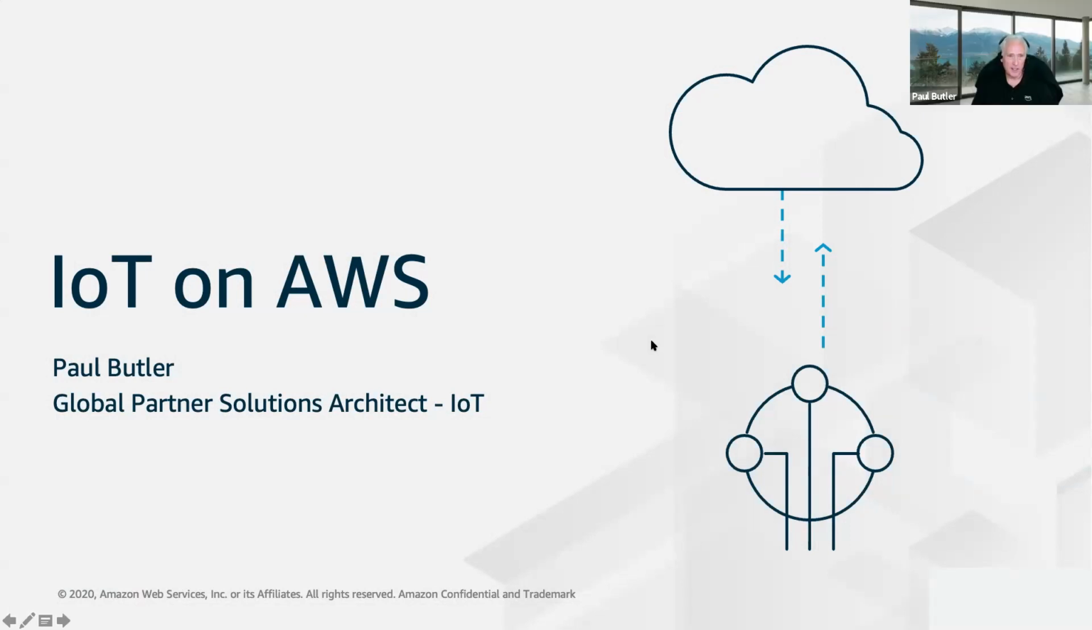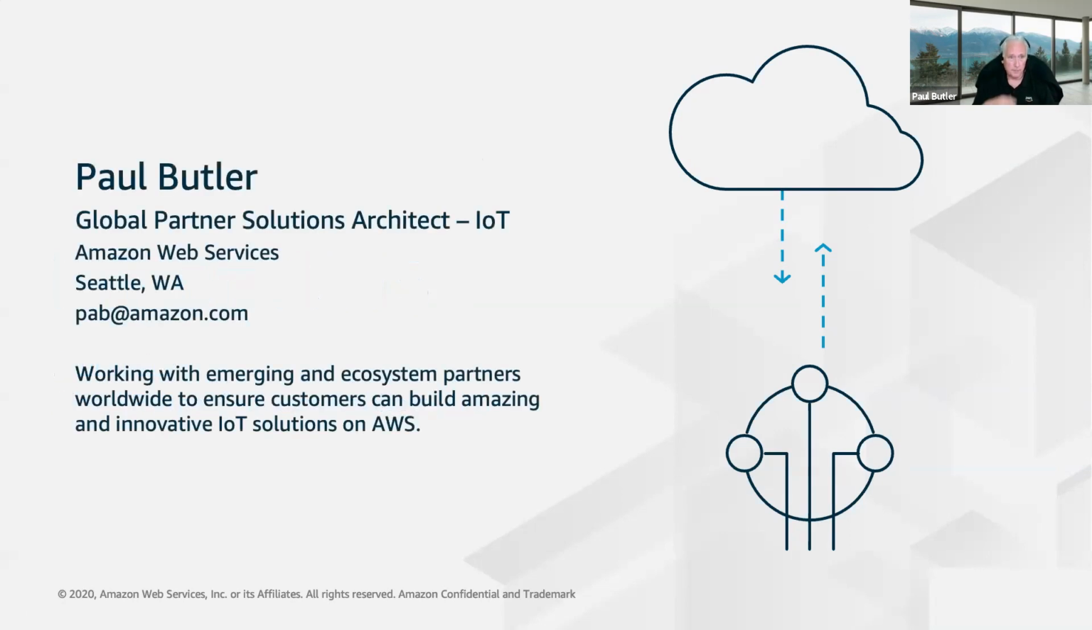I wanted to follow on with some of the things that Ed talked about and tell you a little bit more about IoT as AWS sees it. My name is Paul Butler. I'm a global partner solutions architect and IoT specialist. I've been in the industry for longer than I want to admit to, but a lot of years, more than 30, more than 35. I guess I'll go that far.